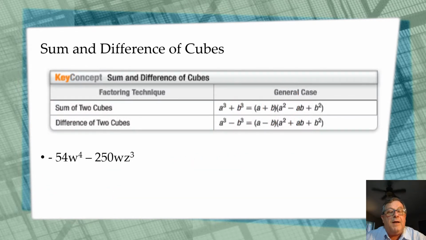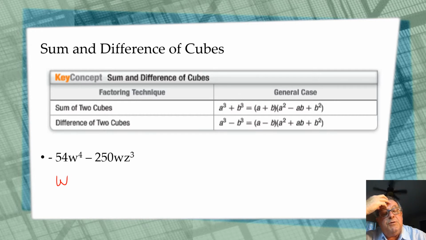All right, so this time I've got negative 54w to the fourth minus 250wz cubed. Just like the last one, I see the w to the fourth in the first term and a w in the second term, so certainly I could factor out a w. I've got negative 54 and negative 250. Both of those are even numbers.